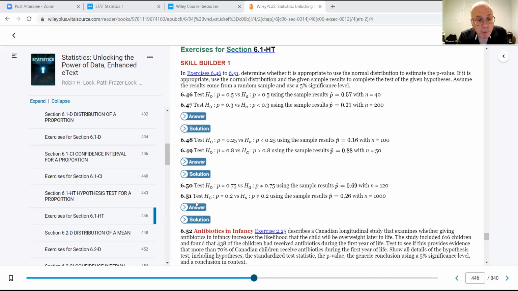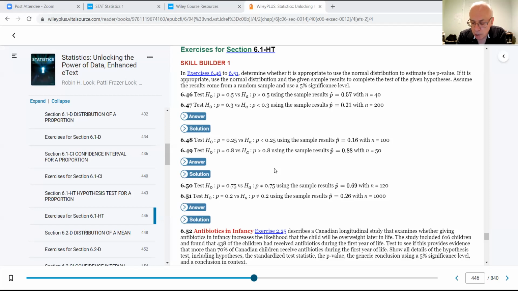And look at problem 6.51. In this case, the null hypothesis says the population hypothesized proportion is 0.2. And then the alternative is that it's not equal to 0.2. Notice that p hat in this case here is 0.26. And we have a sample size of 1,000.